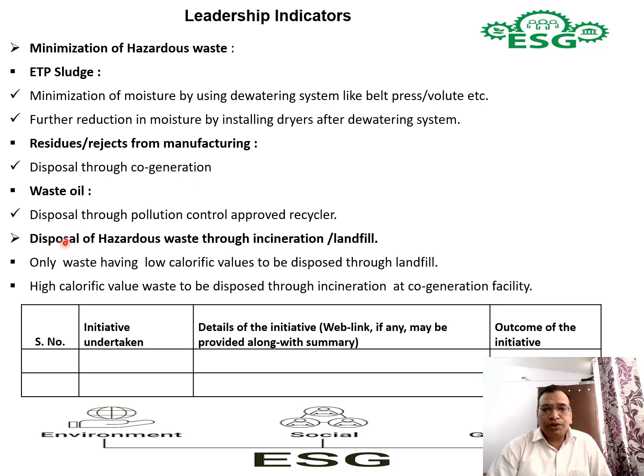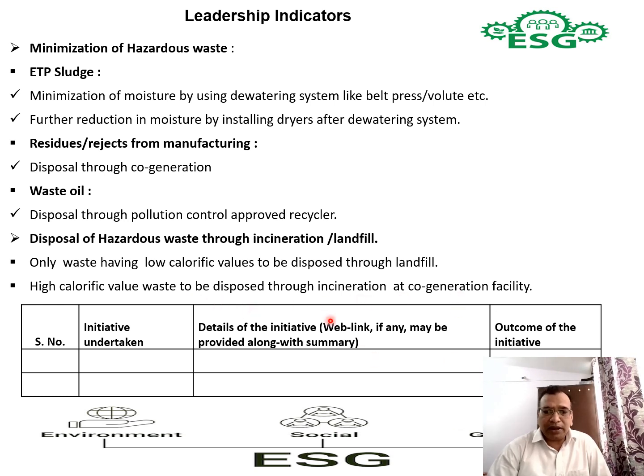Then waste oil. Disposal should be through a pollution control board approved recycler only. Whatever waste oil is generated from engineering or other operations has to be collected, labeled, properly collected in drums or carboys, and then disposed of to an approved recycler. Then disposal of hazardous waste through incineration and landfill. Only waste having low calorific value should be disposed of to landfill, and high calorific value waste has to be disposed of by incineration at a cogeneration facility.